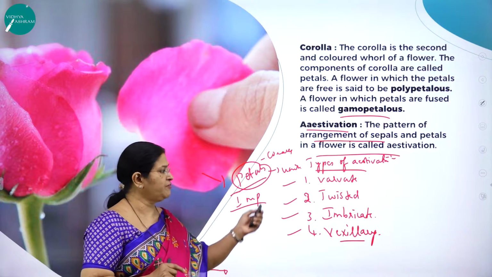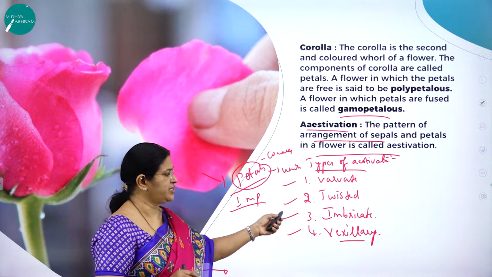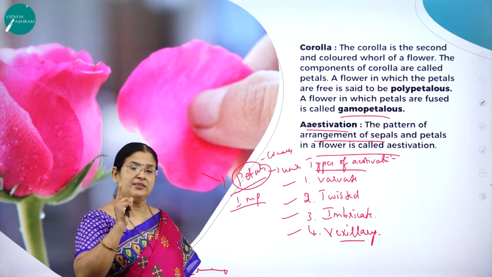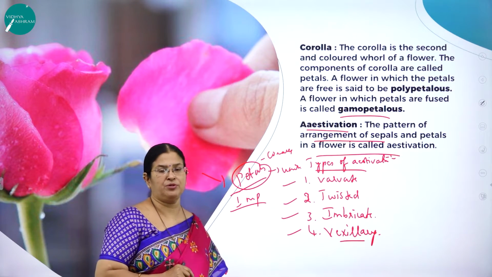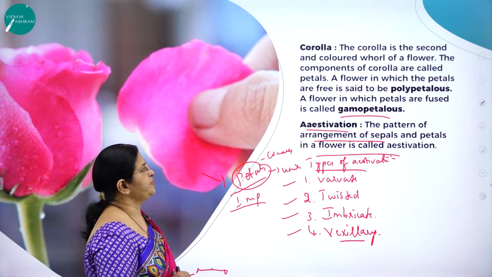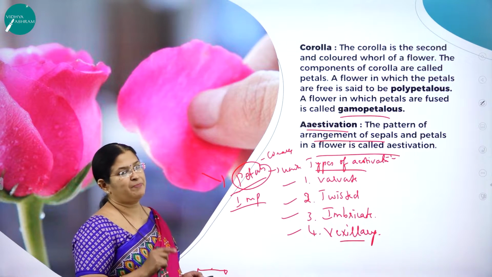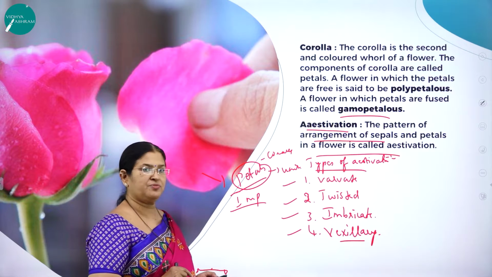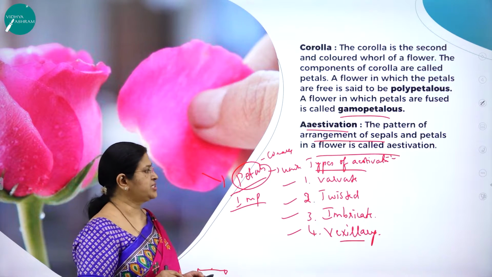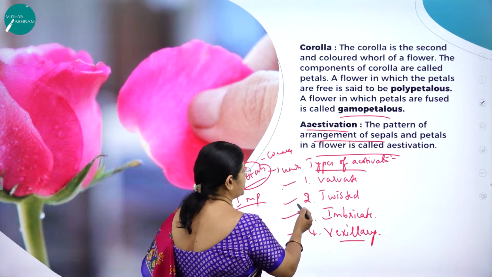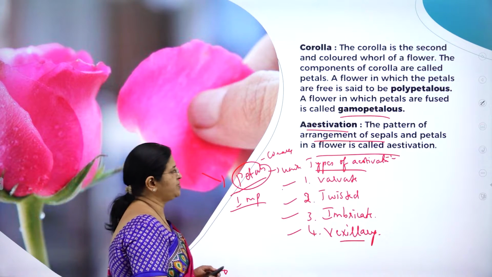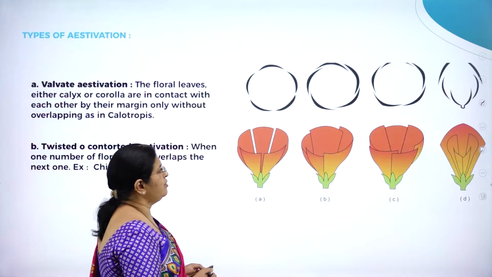And not only that, only when you know how to draw valvate, twisted, imbricate and vexillary aestivation will you be able to draw the floral diagram. If not, you will not be able to draw the floral diagram. So what is aestivation? The pattern of arrangement of sepals and petals with respect to each other is called aestivation. And the types are valvate, twisted, imbricate, and vexillary aestivation. Now let us study one by one with a beautiful diagram.